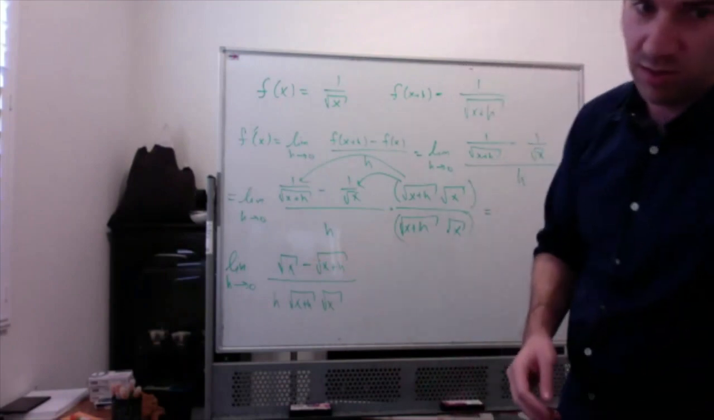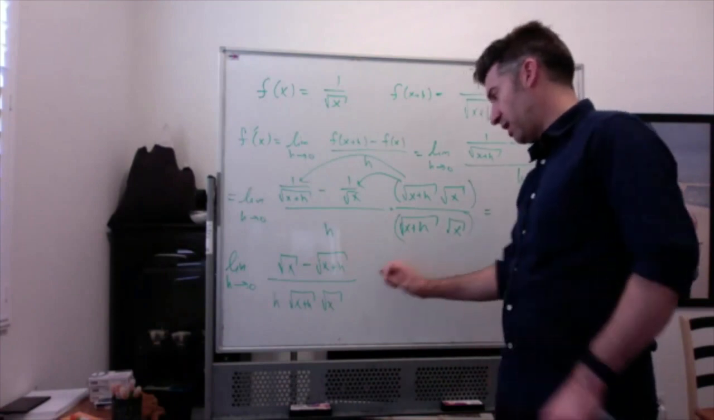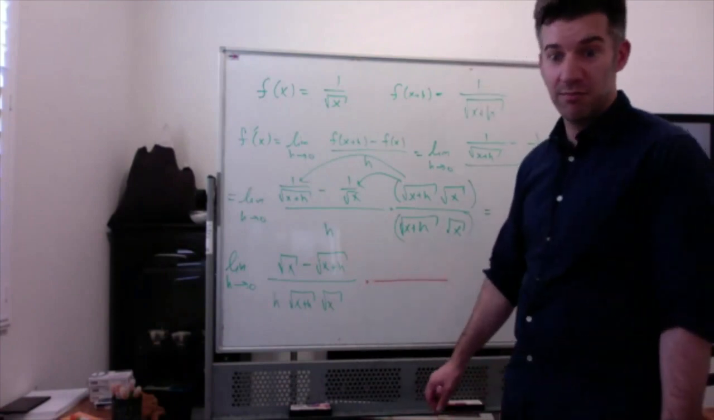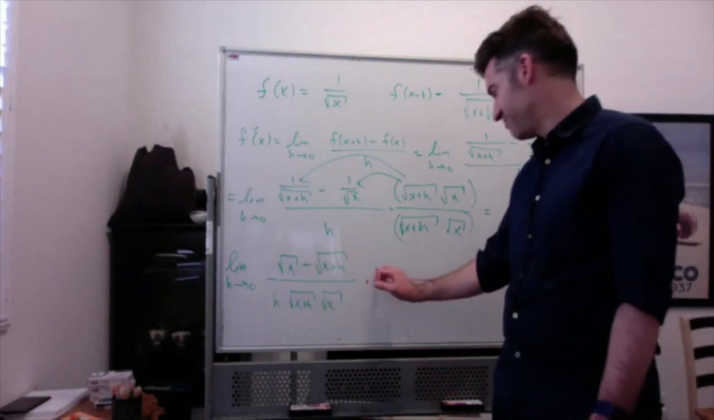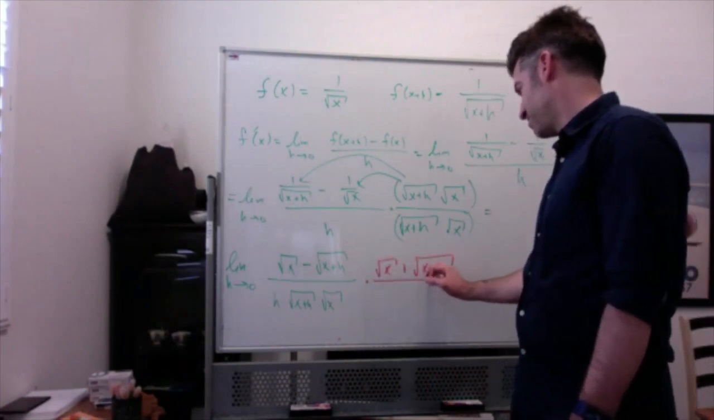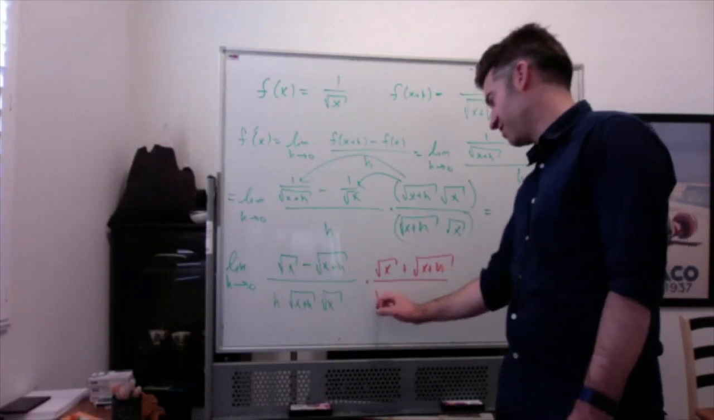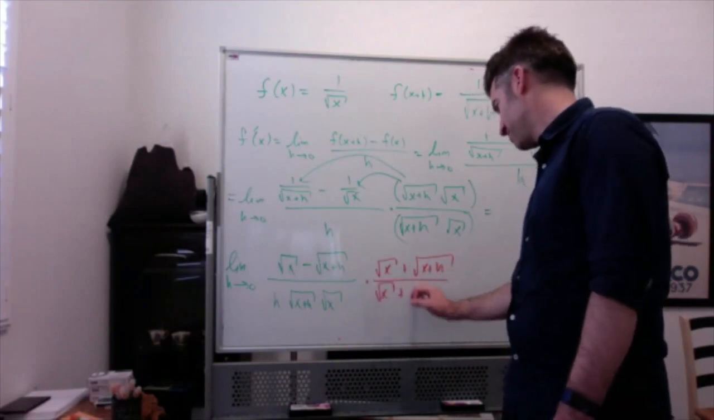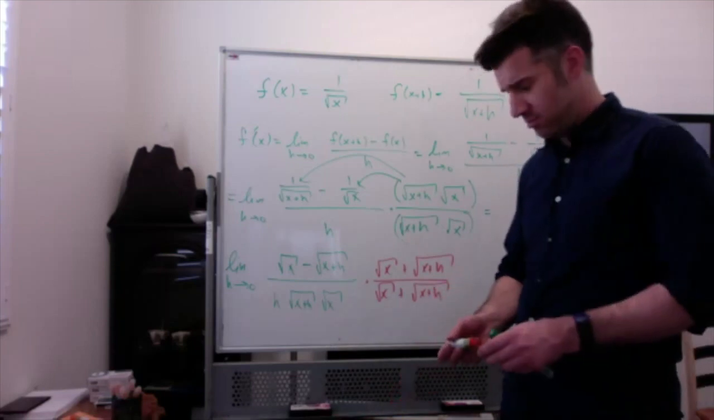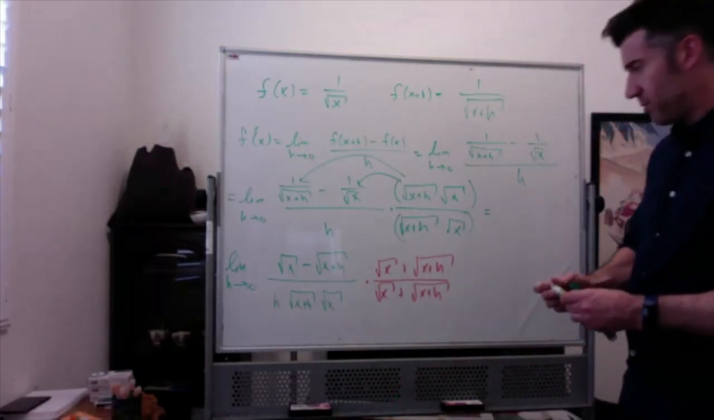You know what to do. Multiply by the thing. What's it called? Conjugate? Yeah, thank you. This one's a little bit messy.